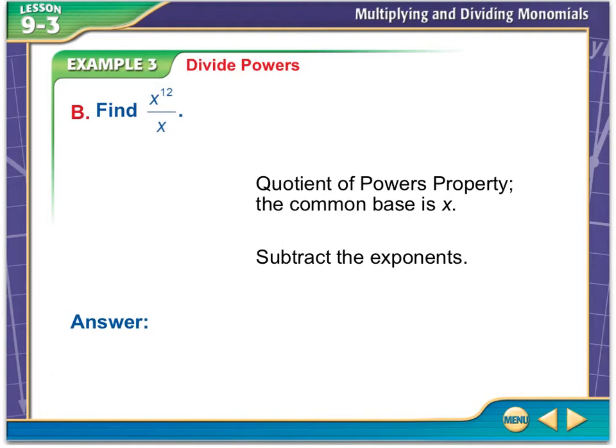Here we are at example 3, part B. Find x to the 12th power divided by x. To do this one, we're going to rewrite it as x to the 12th power minus 1. We'll subtract the exponents, and that'll give us x to the 11th power. Our final answer is x to the 11th power.